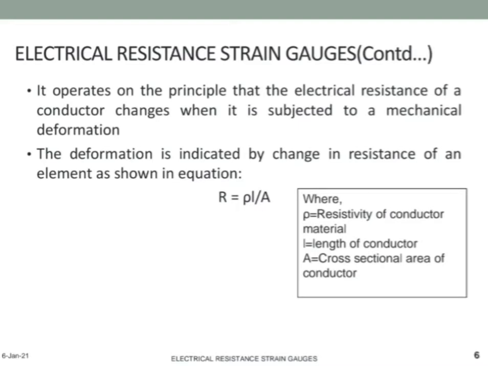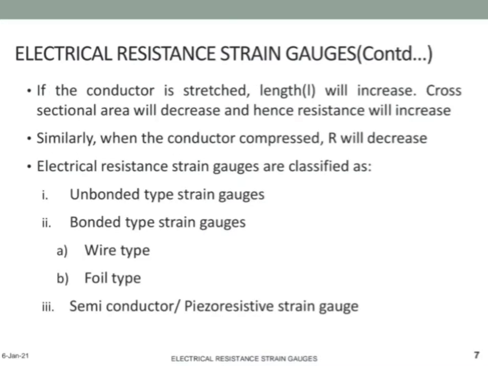As we studied in our physics classes, the equation for resistance is R equals rho L divided by A, where rho is the resistivity of the material, that is, resistance per unit length, L is the length of the material, and A is the cross-sectional area of the material. If the conductor is stretched, its length will increase and cross-sectional area will reduce, and as the equation suggests, the resistance will increase. Similarly, when the conductor is compressed, the resistance will decrease.